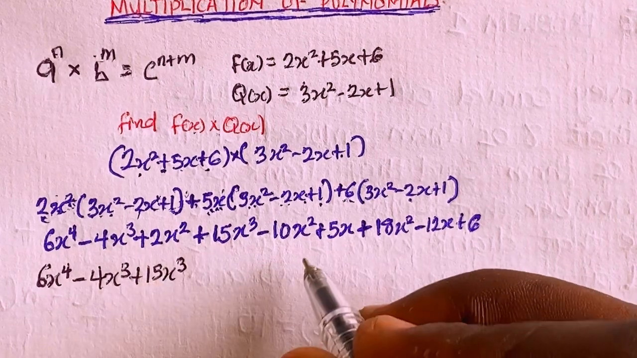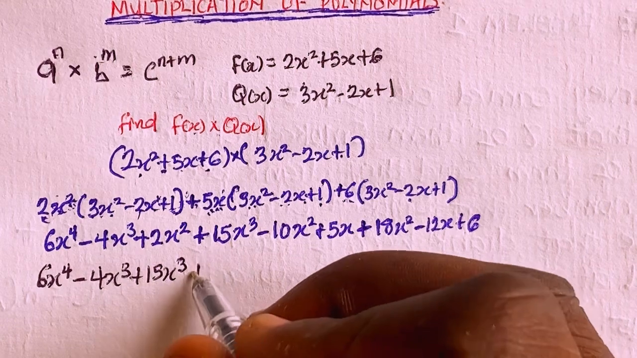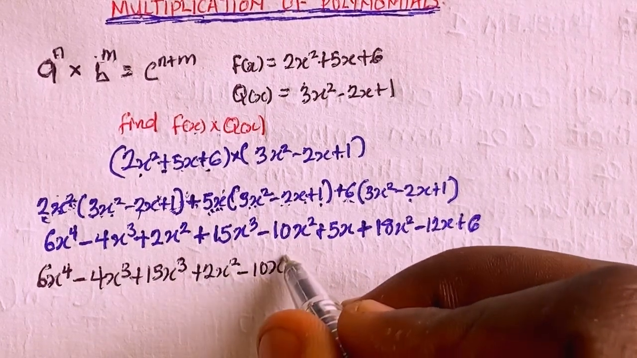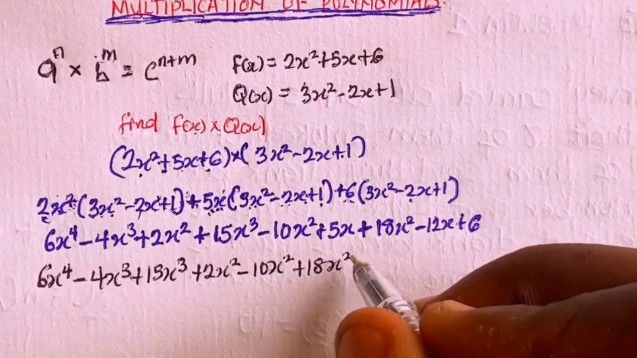Right? Then after that, what other thing do we have? That's all about x raised to the power of 3. Then the next one is plus 2x raised to the power of 2. Then here we are going to have minus 10x raised to the power of 2. Then after that, we are going to have plus 18x raised to the power of 2. Then I think that's all.